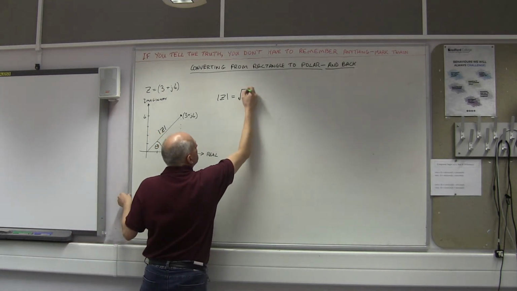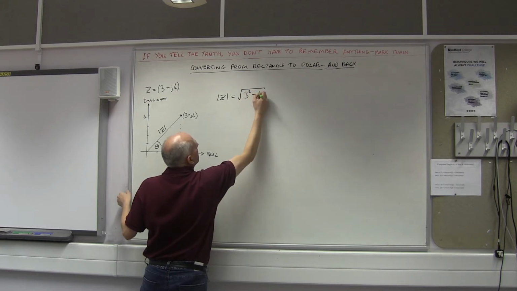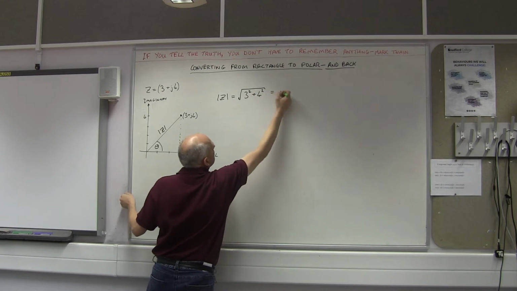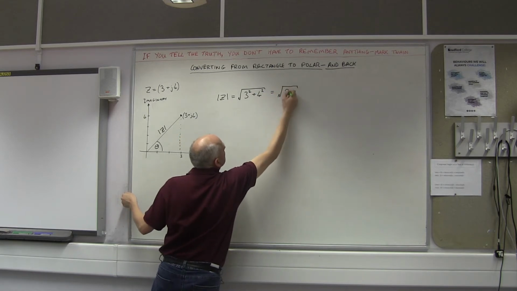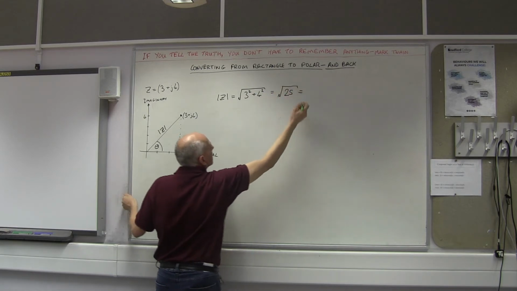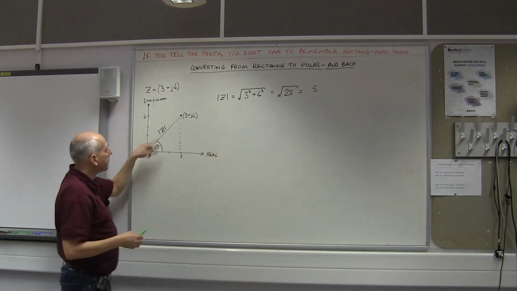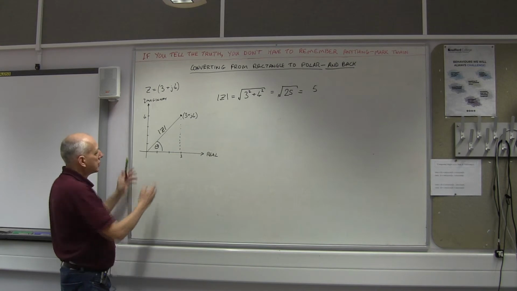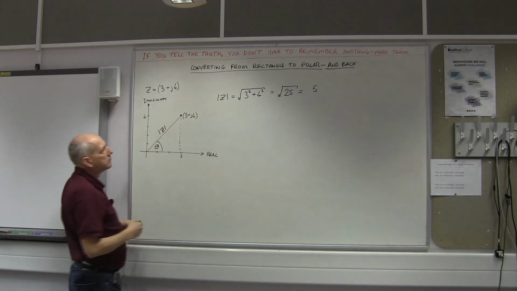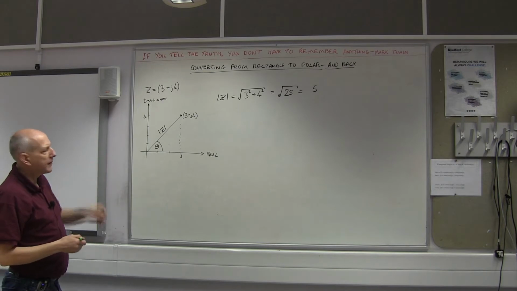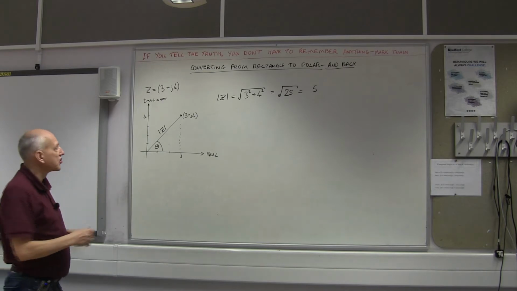So it's simply going to be the square root of 3 squared plus 4 squared, which will give me the square root of 25, which gives me 5. And probably most of you will recognise it's a 3, 4, 5 triangle in effect. 3 along here, 4 up there. Okay, so that gives me the modulus. How do I find the angle? It's so simple.